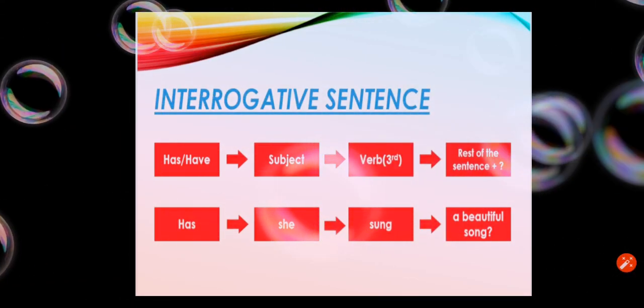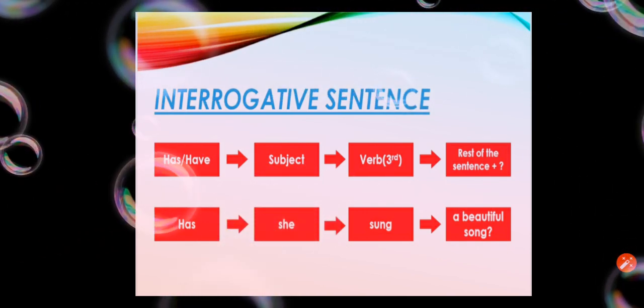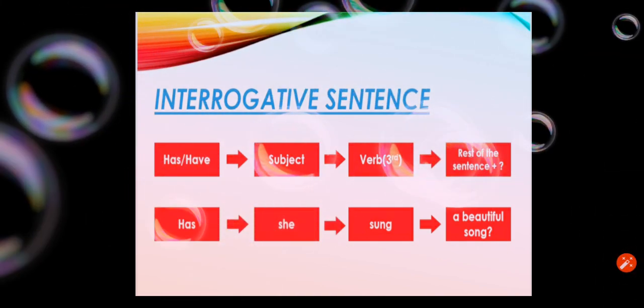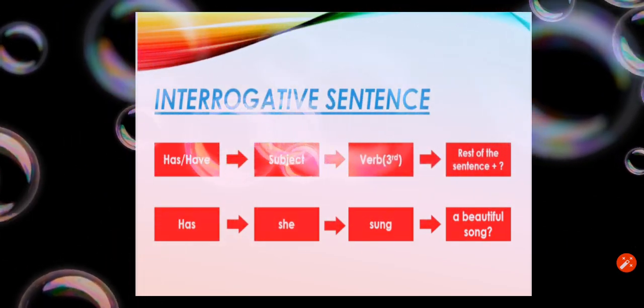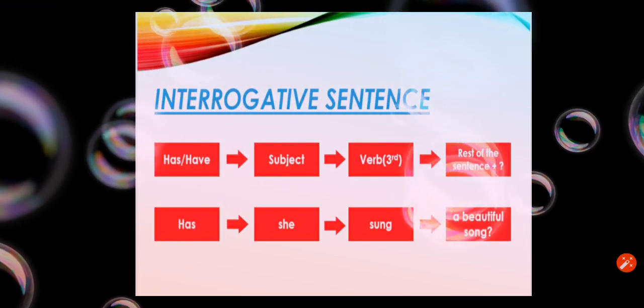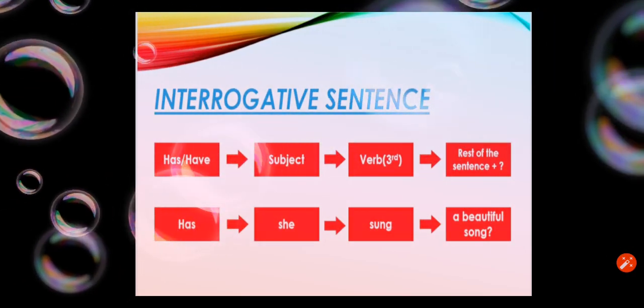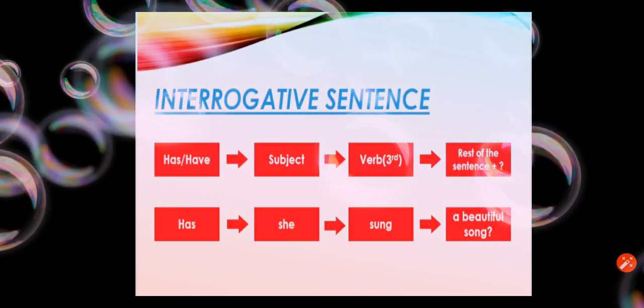Next one is the interrogative sentence. In this type of sentence, the helping verb comes first and at the last we will put a question mark. Like has, have comes before the subject, after that the verb's third form, then the rest of the sentence with a question mark.